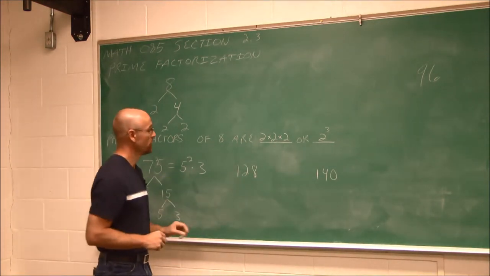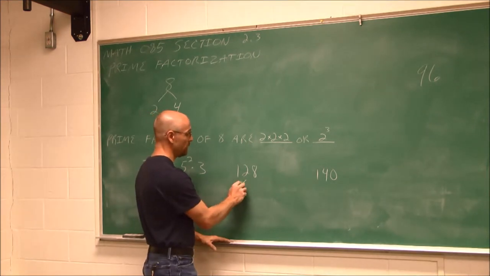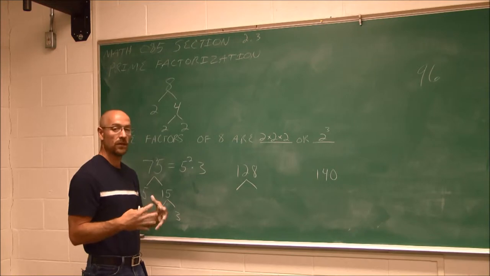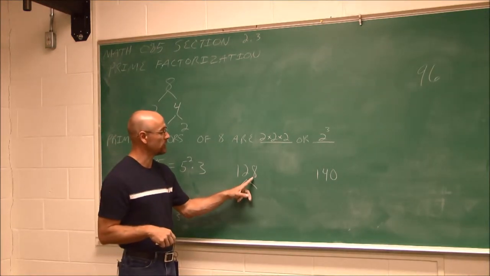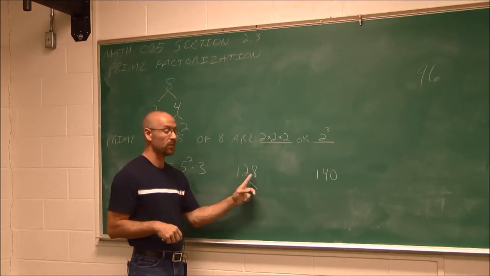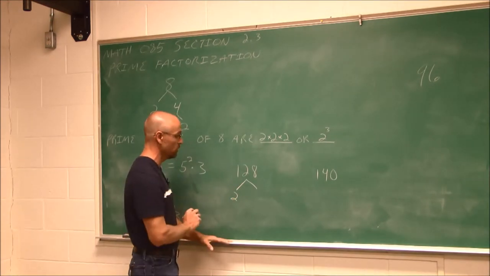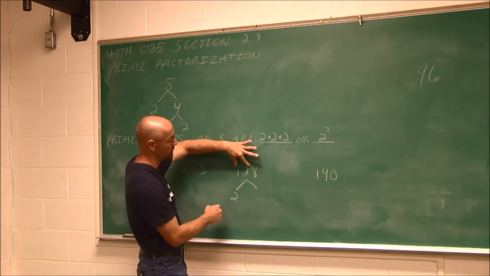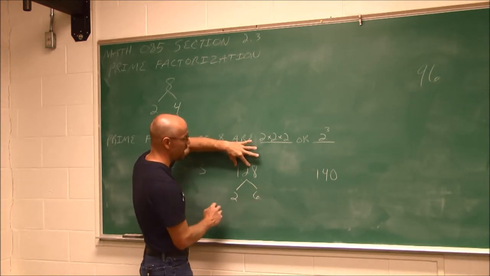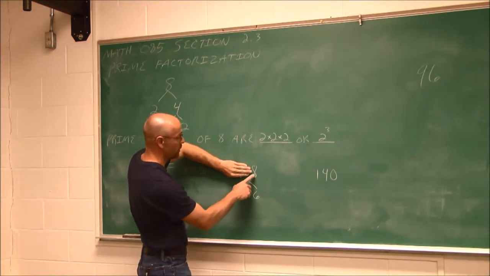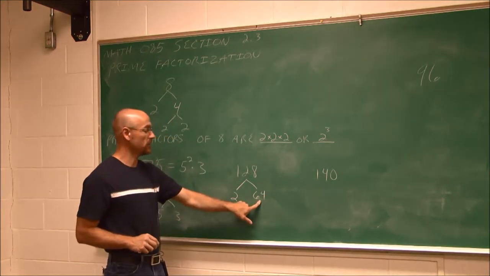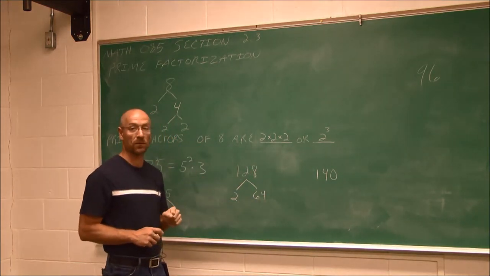Let's do another one. Here we have 128. Well, maybe I don't see some of the larger factors. So I'm just going to stick with the small ones. I see 128 is an even number, so it has to be divisible by 2. So 2 doesn't go into 1, but it does go into 12 6 times with no remainder. 2 goes into 8 4 times. And maybe I see this 64 and I recognize it as a perfect square.